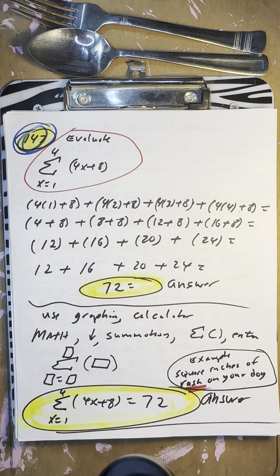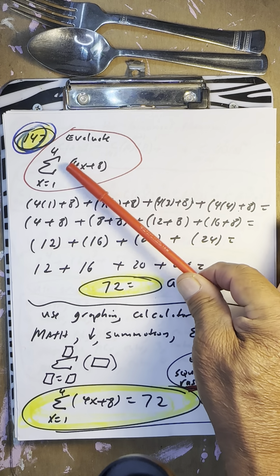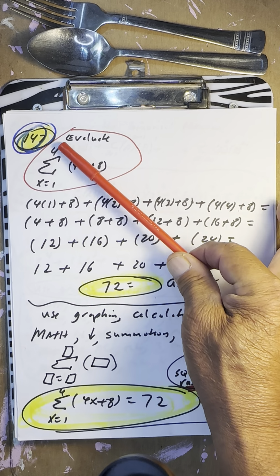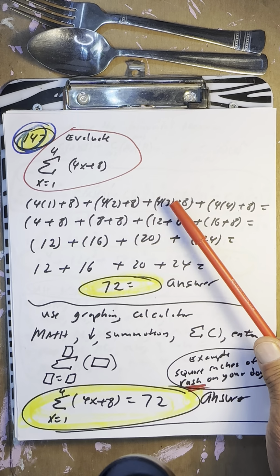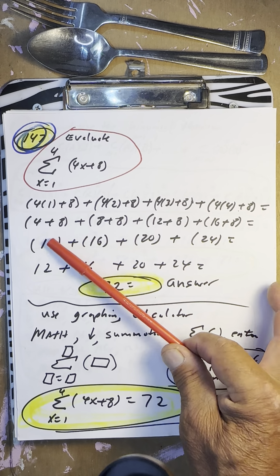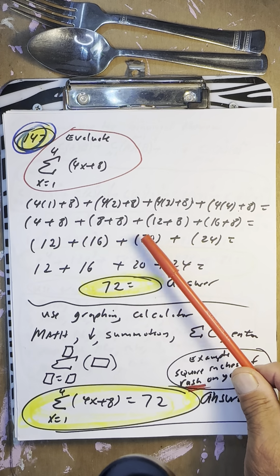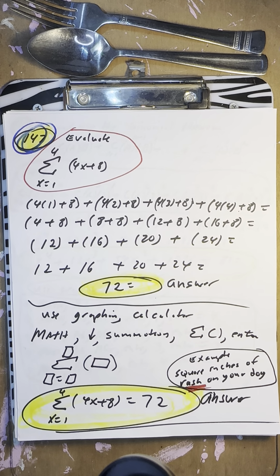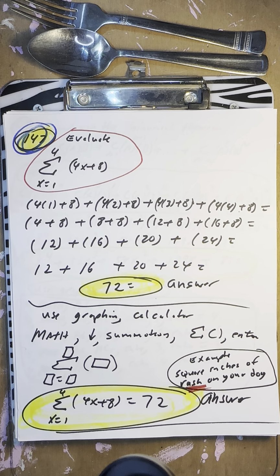Evaluate this. Put a 1 in there. Put a 2 in there. Put a 3 and stop at 4. Start and stops. So 1 there, 1, 2, 3, 4. Multiply it out. So you have 4, 8, 12, 16. Add them together. 12, 16, 20, 24. Add them together in your calculator. What are you going to get?